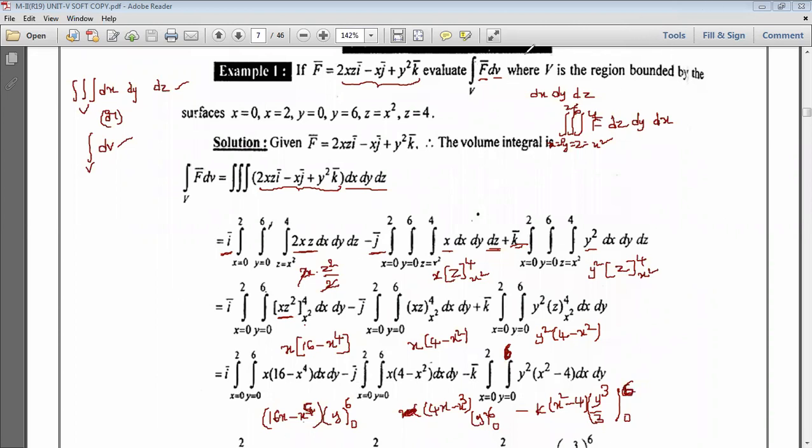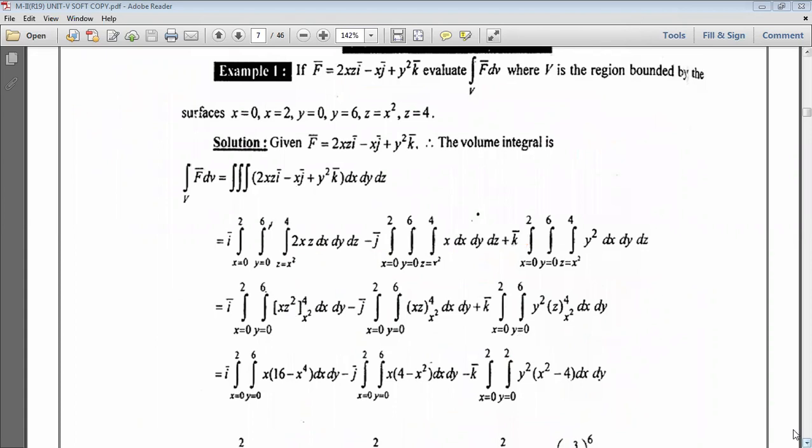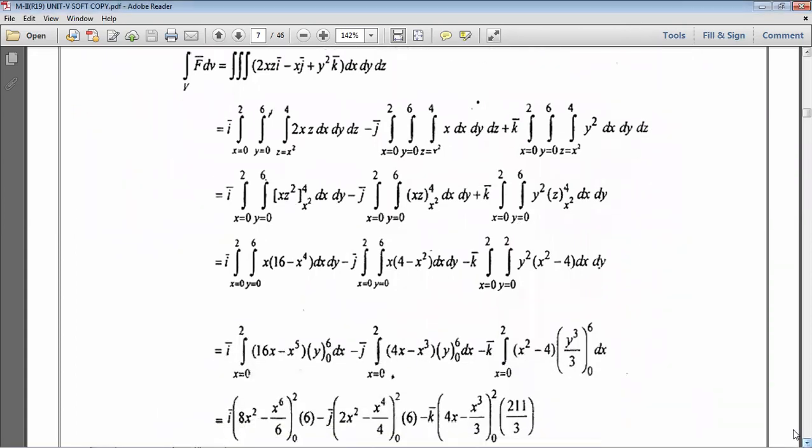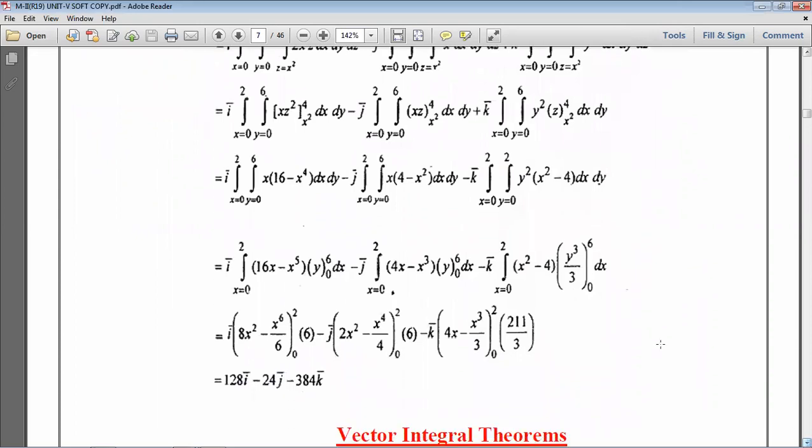Next, after substituting the limits, simply what we get here, see that. Here we are doing x into 16 minus x square, x power 4. We multiplied x inside the terms, and here also we multiplied x inside the terms. And here we have y square, and the integration of y square is y cube by 3, between the limits 0 to 6.